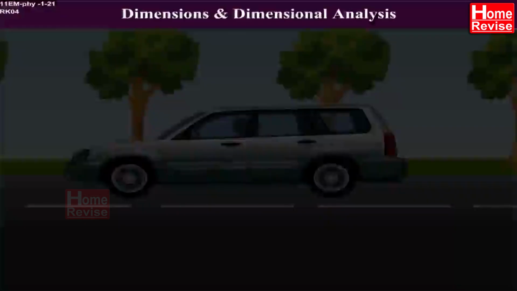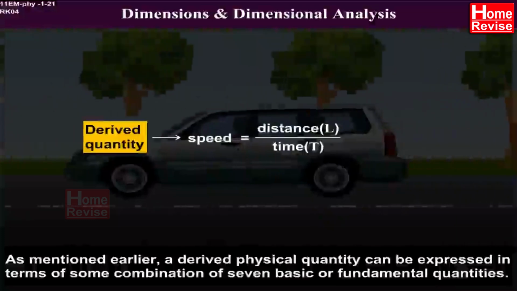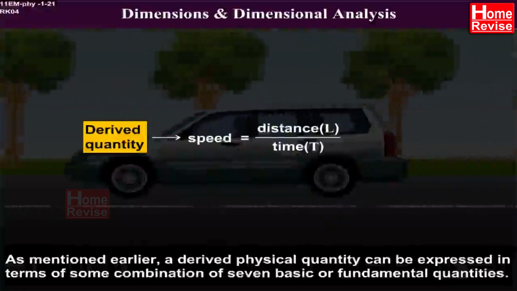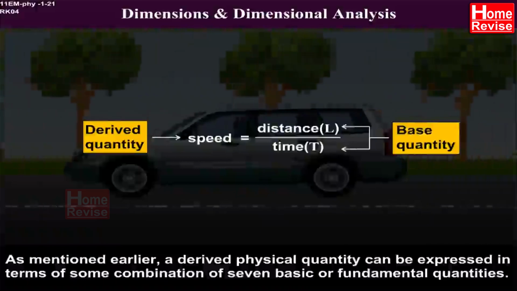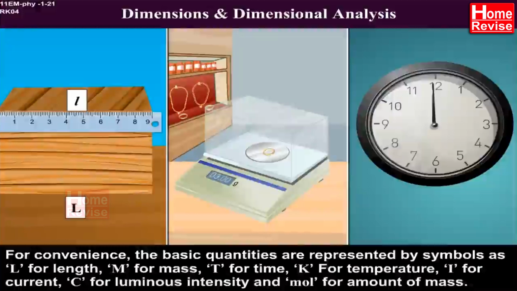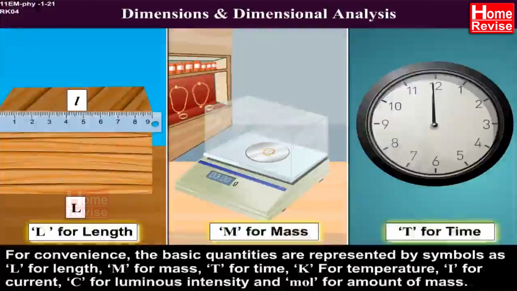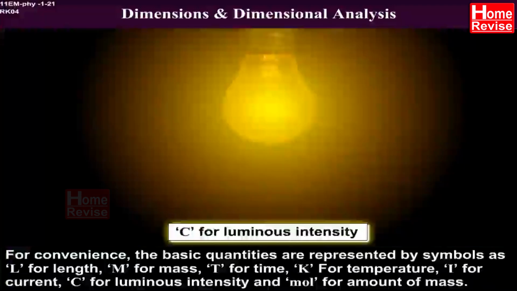Dimensions and dimensional analysis. As mentioned earlier, a derived physical quantity can be expressed in terms of some combination of 7 basic or fundamental quantities. For convenience, the basic quantities are represented by symbols as L for length, M for mass, T for time, K for temperature, I for current, C for luminous intensity, and mole for amount of mass.